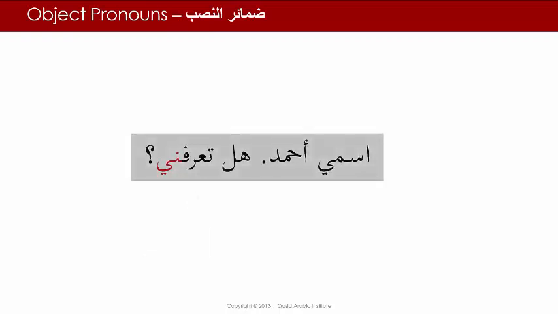Here's one more example. اسمي أحمد هل تعرفني? My name is Ahmed. Do you know me? So again here, the ni is referring to me in an object sense. My name is Ahmed. اسمي أحمد. Do you know me? هل تعرفني?